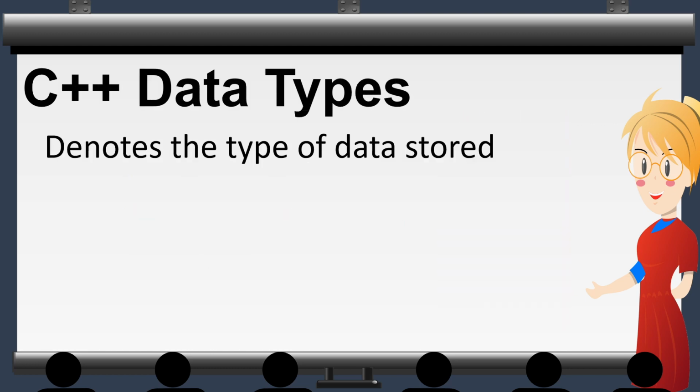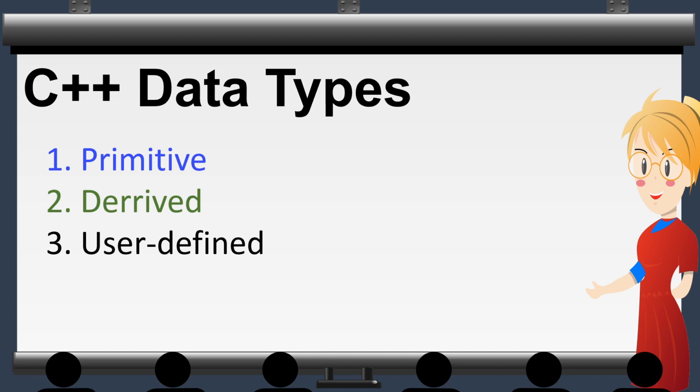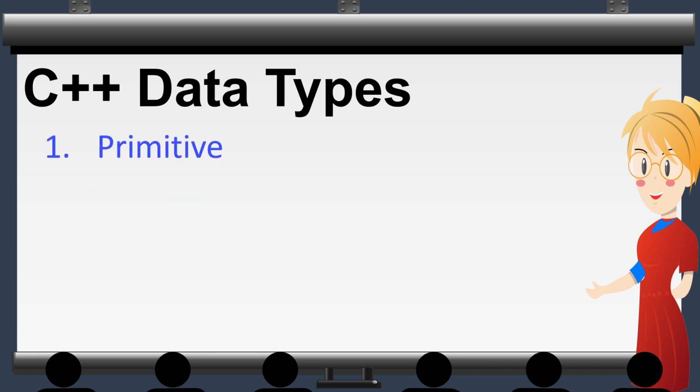So what is data type? Data type denotes the type of data stored in the corresponding memory location. In C++, there are three classifications of data types: primitive data type, derived data type, and user-defined data type. Primitive data types are built-in or predefined data types and can be used directly by the user to declare variables.